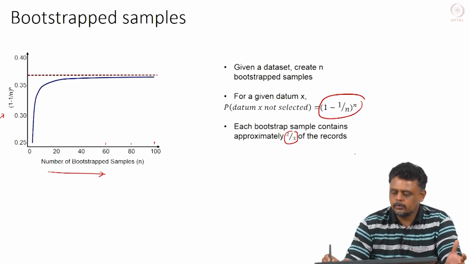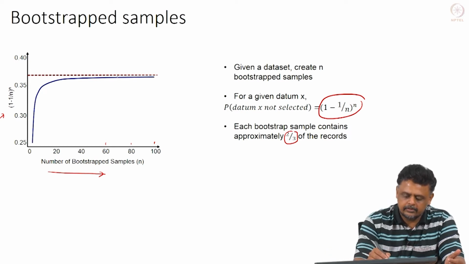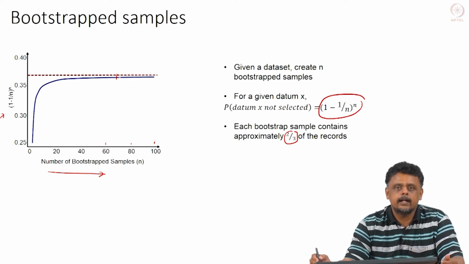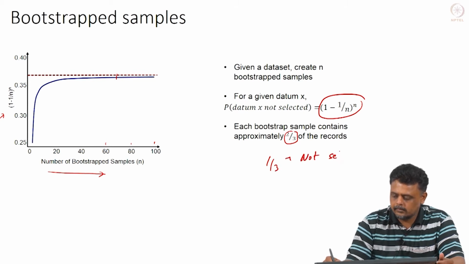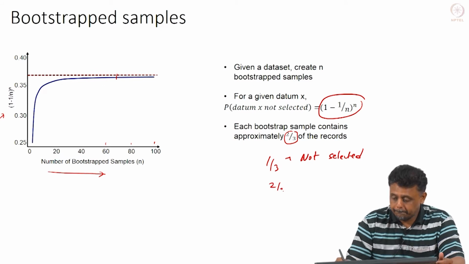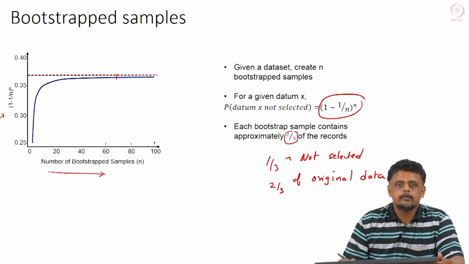So, just to reiterate, as you increase the number of bootstrap samples, you see that the percentage of data left out is about 1/3. So, 1/3 is not selected. Typically your bootstrap samples are made up of 2/3 of the original data. Okay. So, this refers to the individual data points, right.